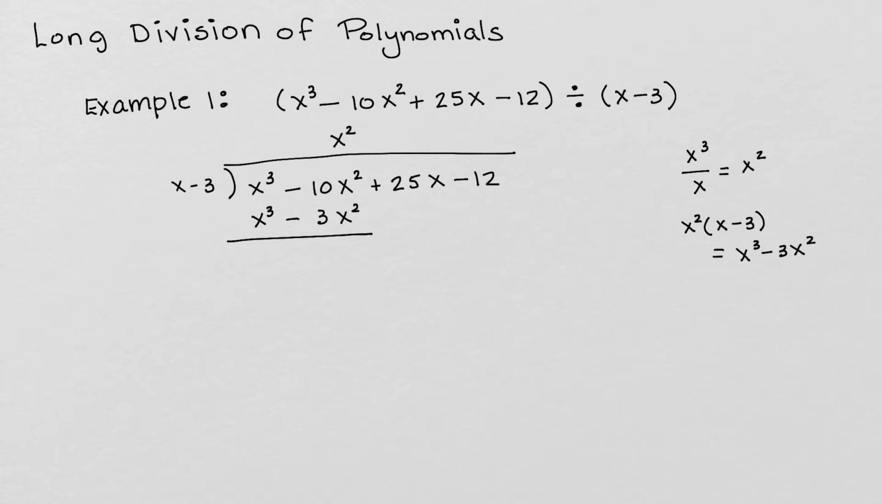And at this point, I'm going to change the signs. So this is where you would normally subtract in long division. So this is going to be a minus, and this is going to change to a plus. So x cubed minus x cubed, those cancel out. Negative 10x squared plus 3x squared gives me a minus 7x squared. And then I can bring down the next term, which is a plus 25x, because we have two terms that we're dividing by, so I want to have two terms here.